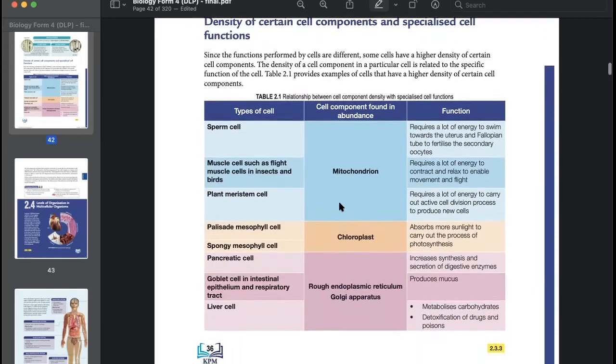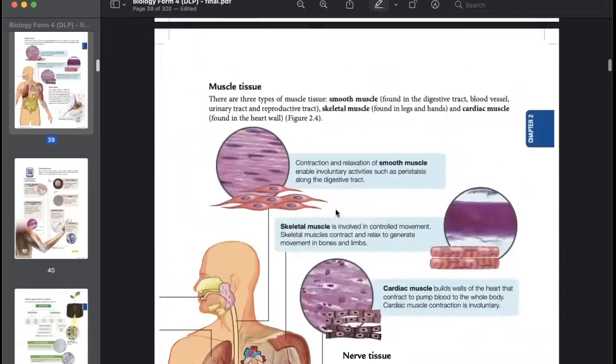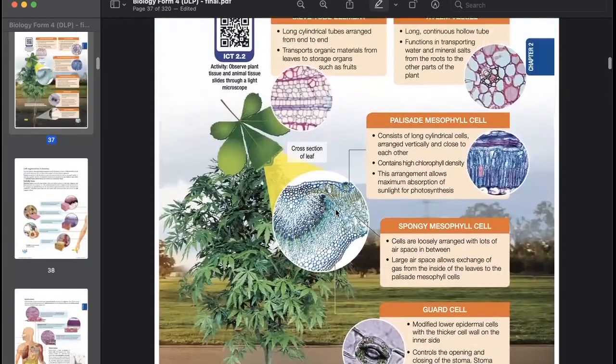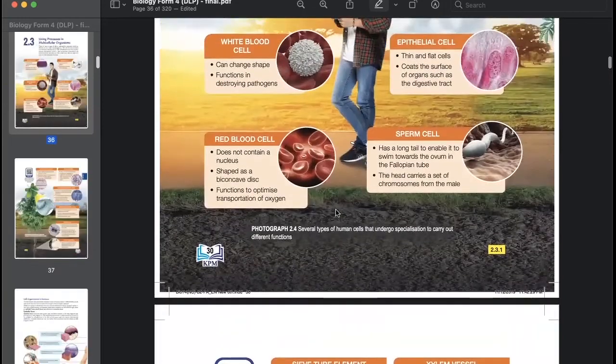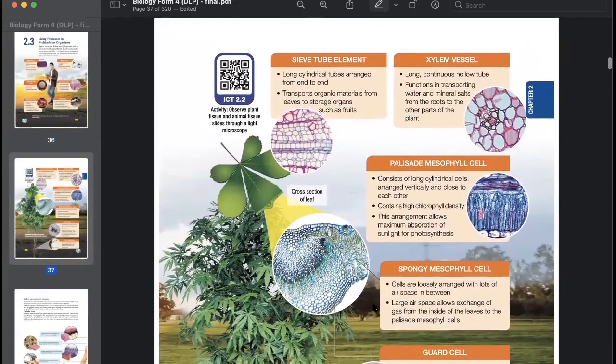Sekejap tengok. Ada tak gambar palisade mesophyll? Sekejap. Oh, tak ada lah. Ni. Ni awak tengok ni. Palisade mesophyll cell dan juga spongy mesophyll cell. Yang ni kita jumpa kat mana? Jumpa dekat daun. Okay, palisade mesophyll cell dengan spongy mesophyll cell. Okay, cikgu nak cerita sikit lah pasal palisade mesophyll cell dengan spongy mesophyll cell. Dua sel ni awak akan jumpa dekat daun.